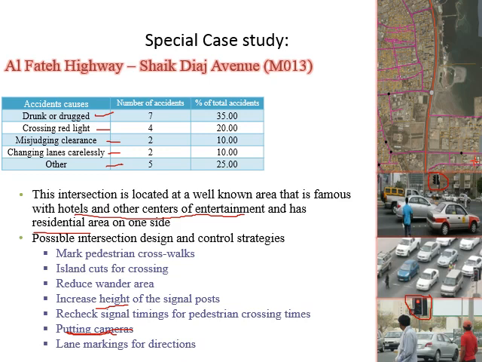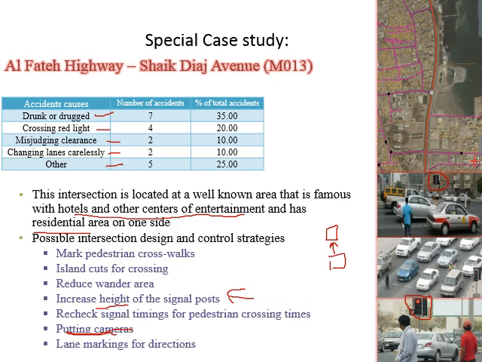Then the other problem is misjudging the clearance. So for example, there was a car in front of you and you were coming from behind, and that car suddenly stopped and you could not stop yourself and you hit the other vehicle. This is what they mean by misjudging clearance. So it's a rear end accident. Now why would rear end accidents happen at intersections? Again, one reason can be that the driver did not see the signal, and when he saw it was red, he tried to stop suddenly, and this caused an accident.